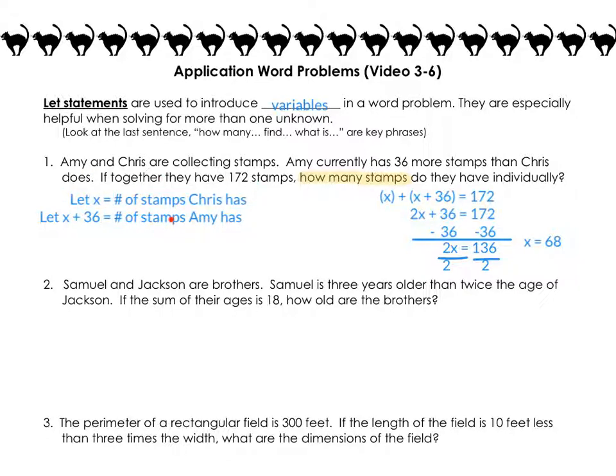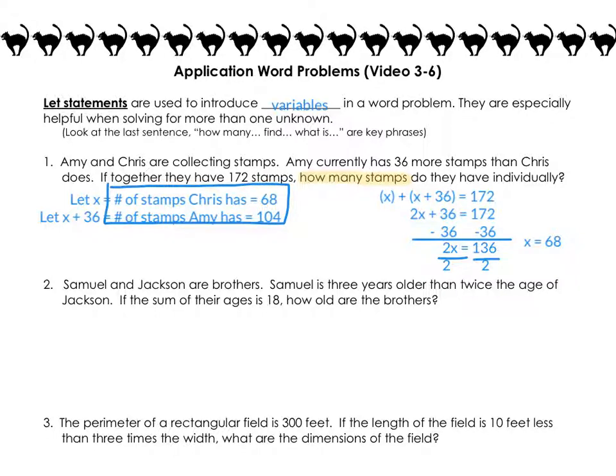That's the number of stamps that Chris has, but they asked me to find out how many they have individually, so both of them. So Chris has 68. To find Amy's, I have to put that in place of x, so 68 plus 36 gives me 104. So if we write ourselves some nice let statements, we'll be able to say that these are our answers right out of the let statement. So the number of stamps that Chris has is 68, and the number of stamps that Amy has is 104.